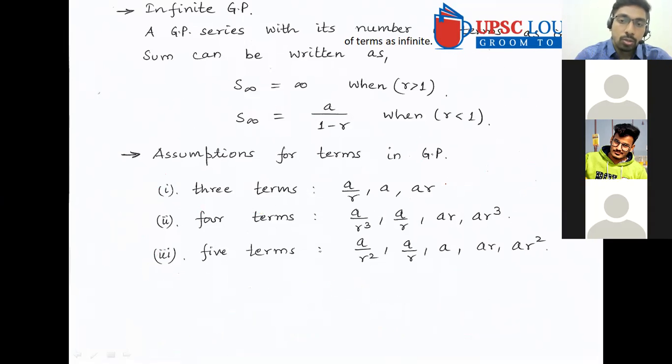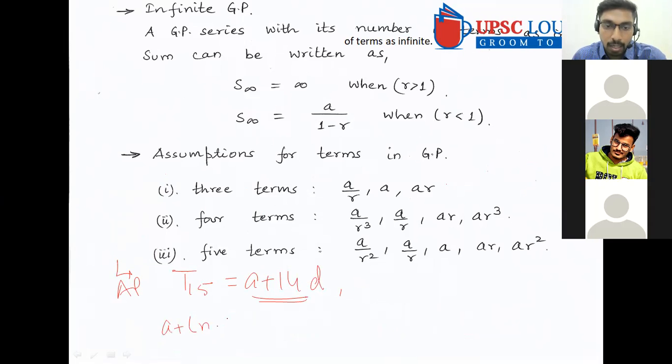And one more thing, how are we calculating T15 for AP? You are writing directly A plus 14D. I already told you how: A plus N minus 1 into D. So N is 15, so 15 minus 1 into D. That means A plus 14D.